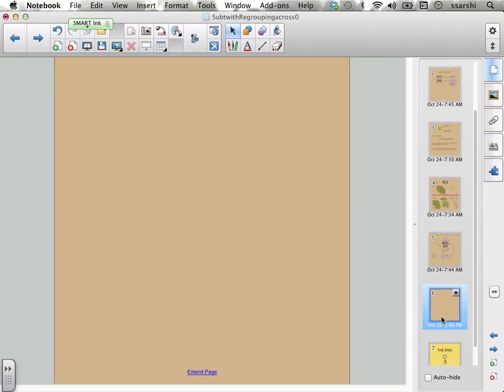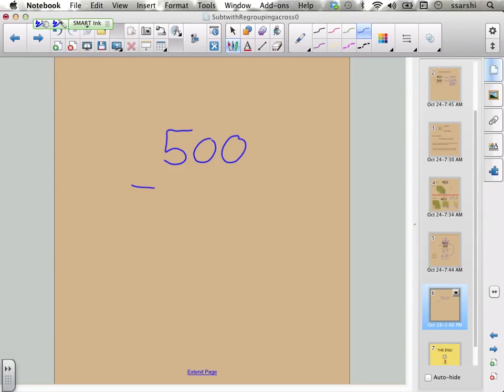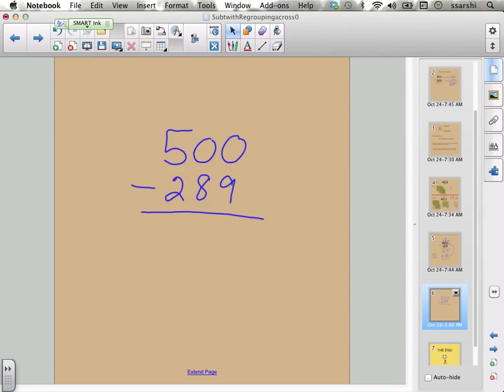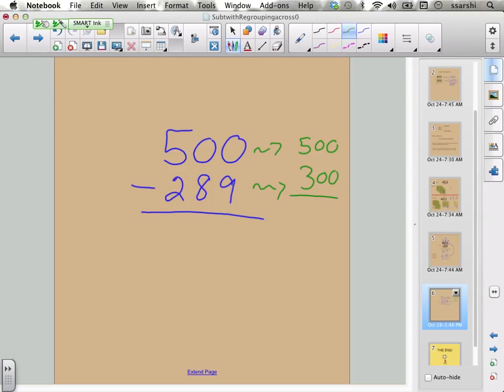The last example we'll look at is double zeros. Let's say I had 500 minus 289. First thing is I would make an estimate. This clearly will stay at 500. I'll round the 289 to 300, rounding to the hundreds place, and I would expect my difference to be approximately 200. Now as I look at this, this obviously calls for regrouping or renaming because the digits in the subtrahend, or the bottom number, are larger than those in the minuend.